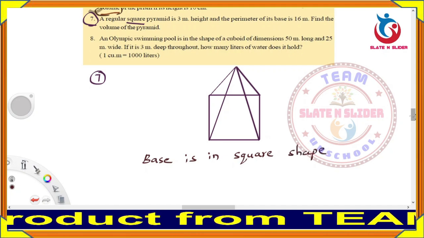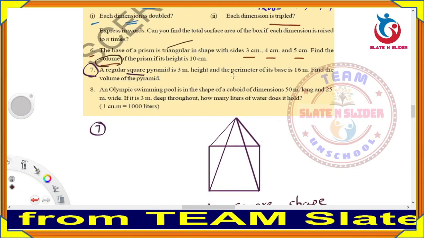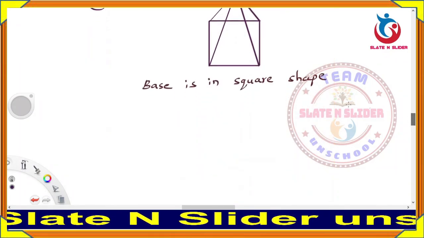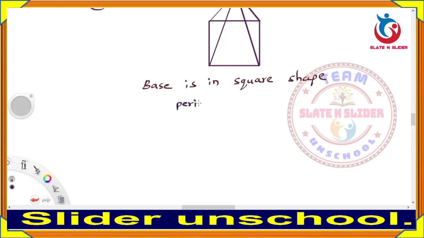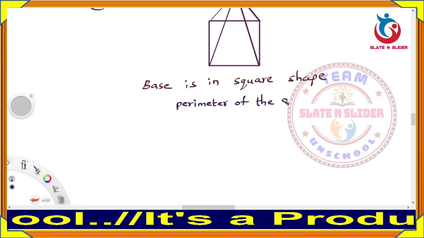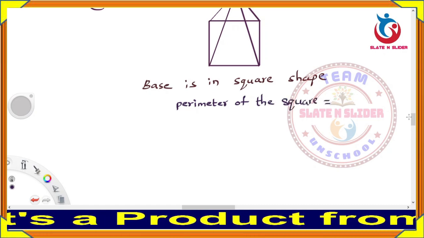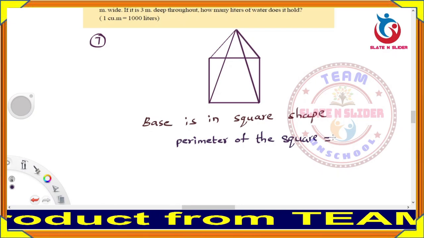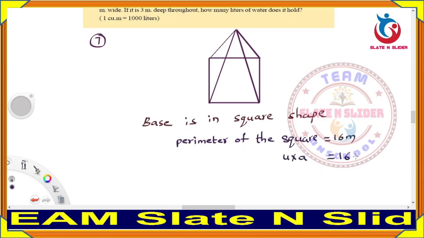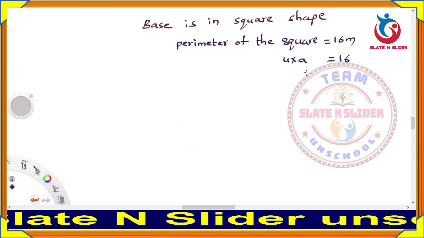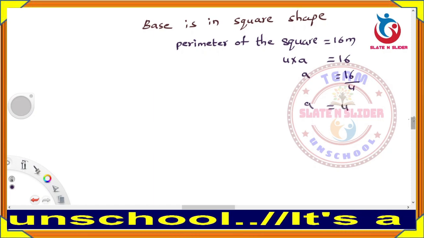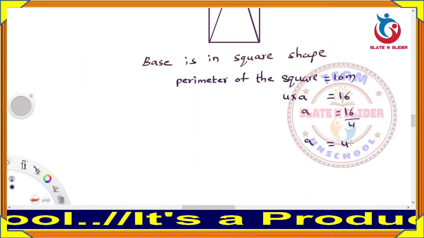So in the question the perimeter is given. Perimeter of its base is 16 meters. So we should write the perimeter first. So perimeter of the square is equal to 16 meters. So we should write the formula, that is 4 into a is equal to 16. We have to find a. So a is equal to 16 by 4, that is a is equal to 4 meters. And we got the side.